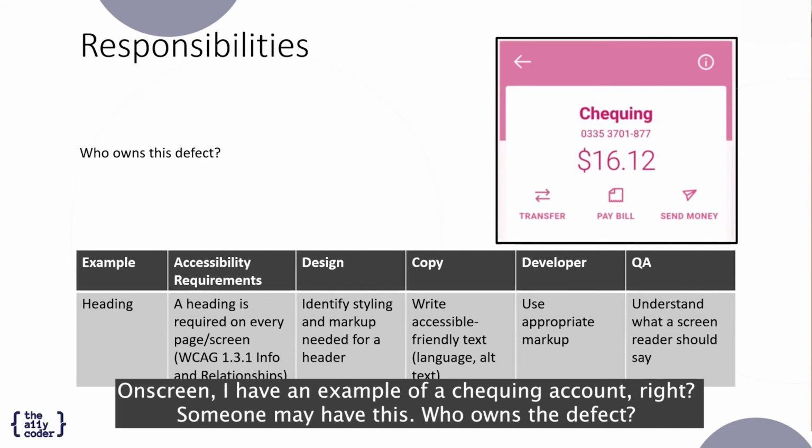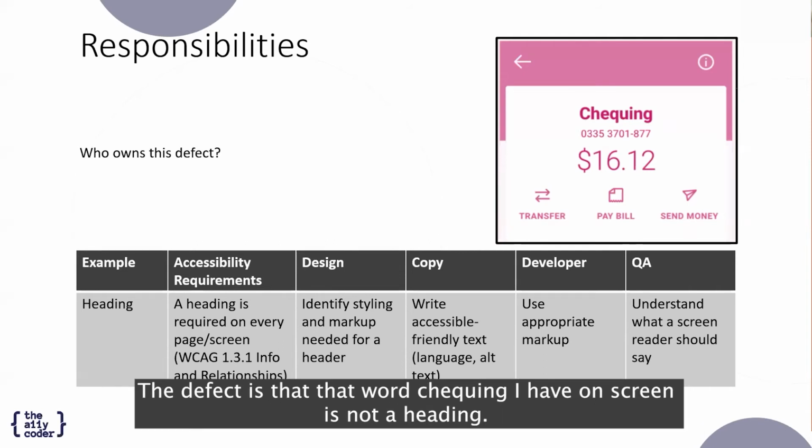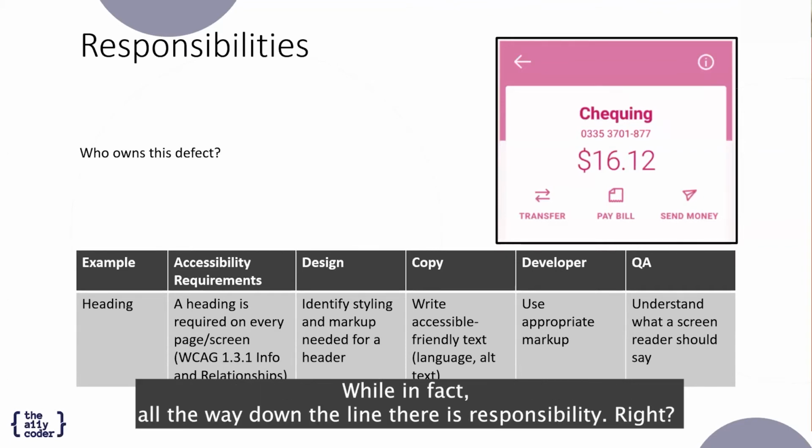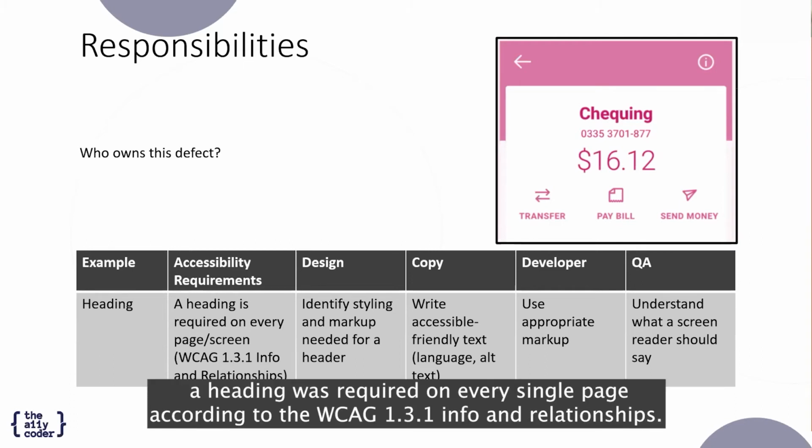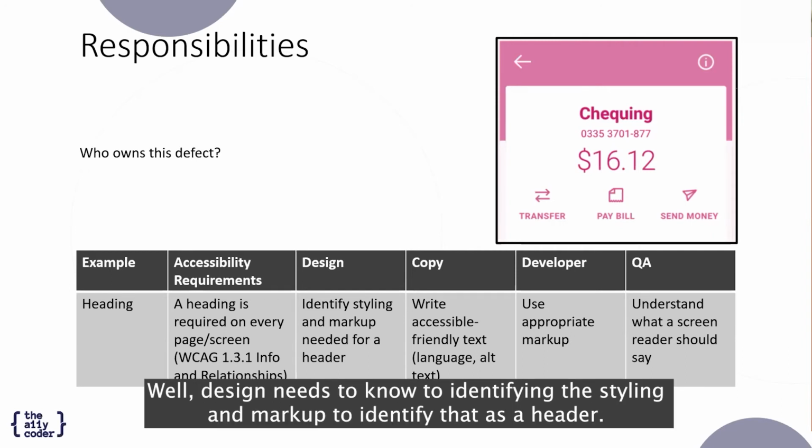On screen, I have an example of a checking account, right? And someone may have this. Who owns the defect? The defect is that the word checking that I have on screen is not a heading. Well, in fact, all the way down the line, there is responsibility, right? The requirements are, from an accessibility point of view, a heading is required on every single page, according to WCAG 1.3.1 Info and Relationships, right? Well, design needs to know to identify the styling and markup to identify it as a header.